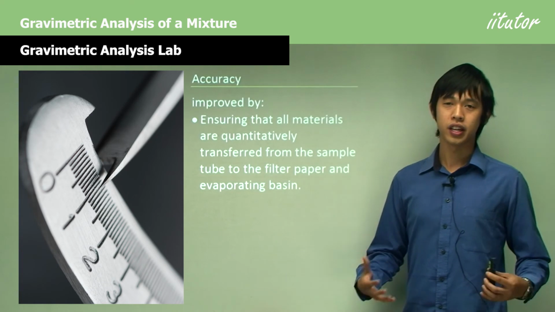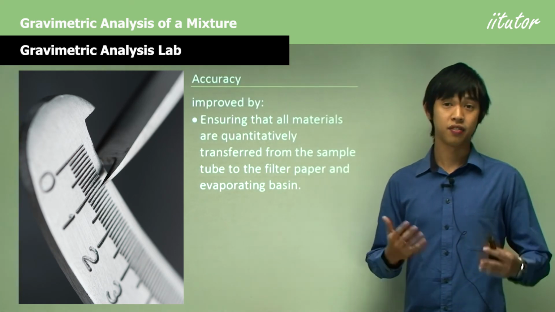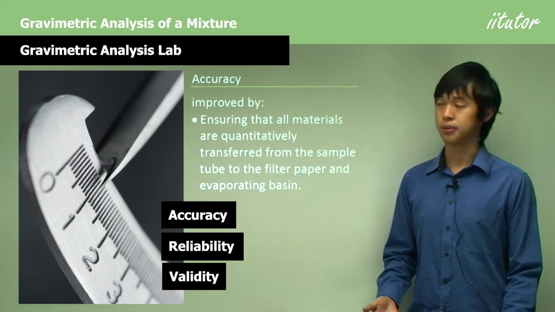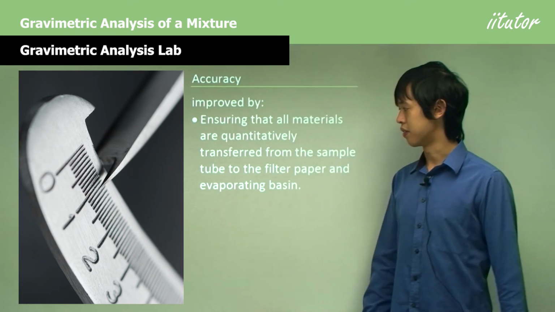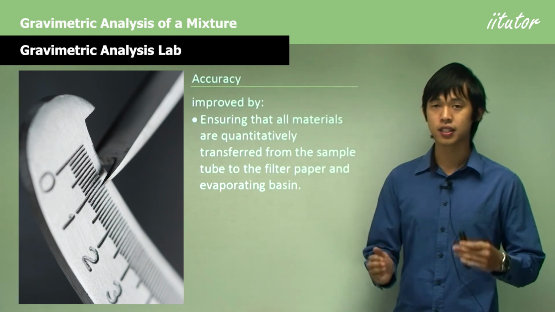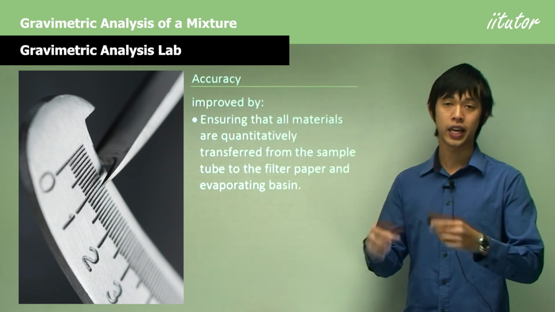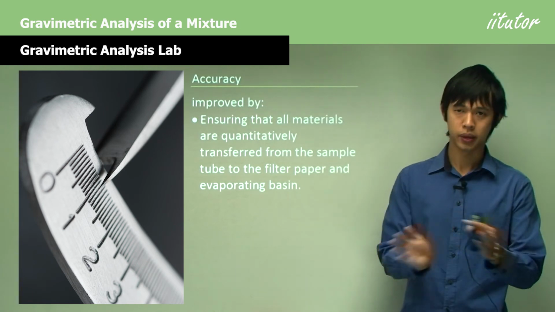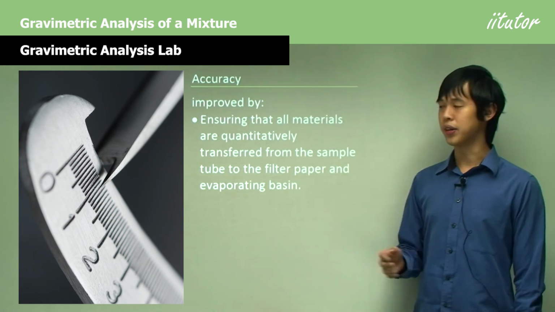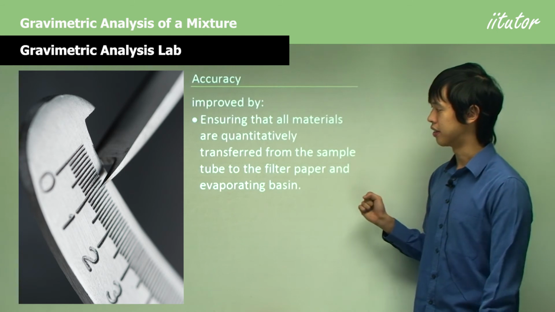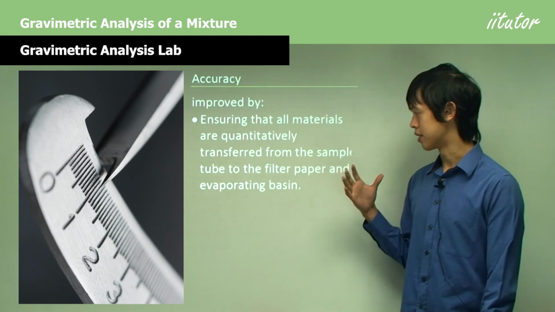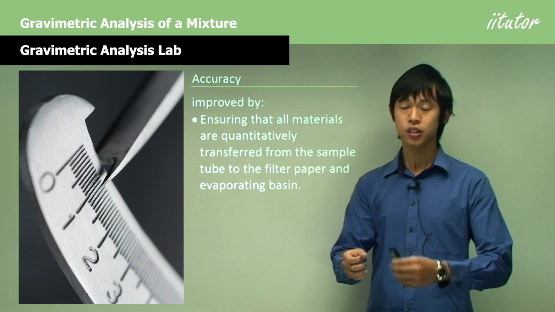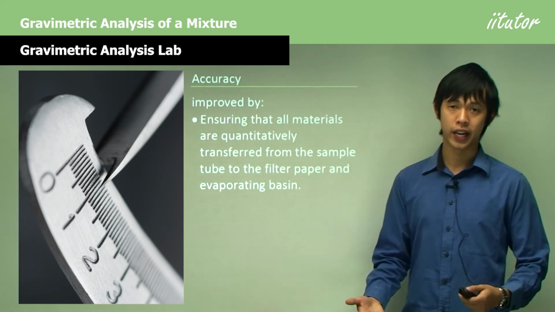There are sort of three things that you have to be aware of. It's like ARV. Accuracy is one of them, reliability is the other, and validity is the last one. So accuracy can be improved in many ways. From what we've done, it seems pretty good. We've made sure to weigh lots of things, to not have to try and transfer substances from one place to another, and that helps. But some ways that we could improve it is to ensure that all the materials are quantitatively transferred from the sample tube to the filter paper and evaporating basin. So make sure the sample tube is really, really clean when we start weighing things.